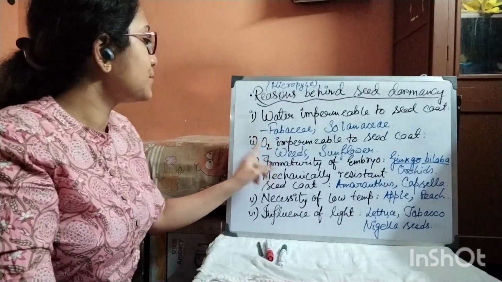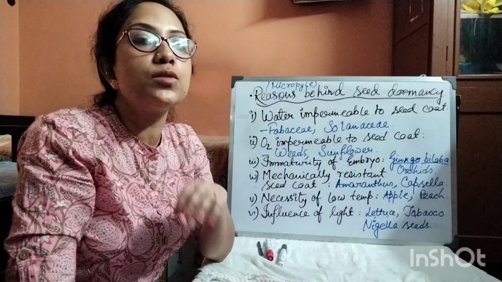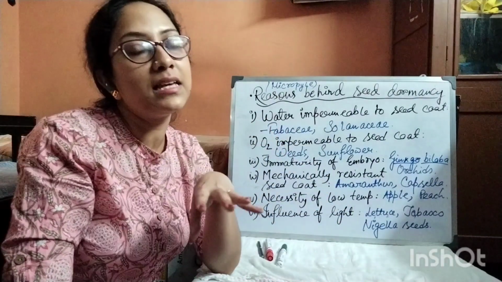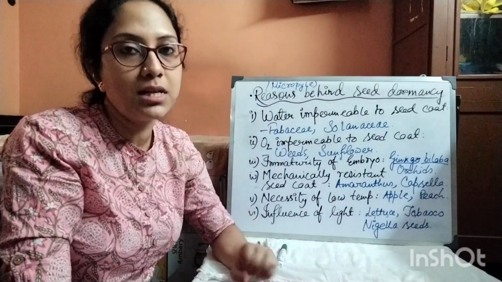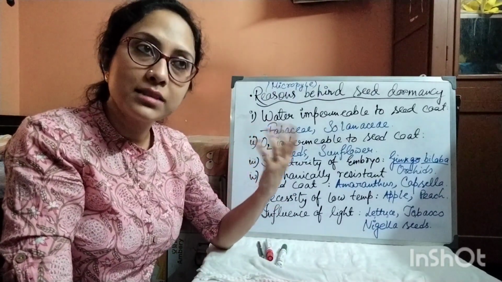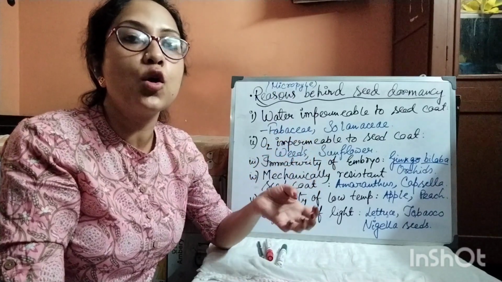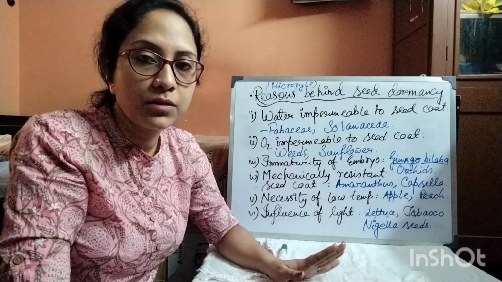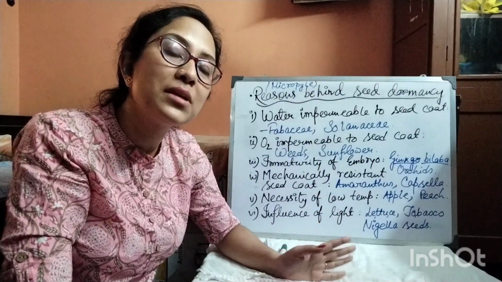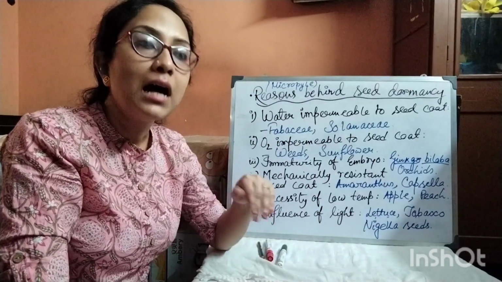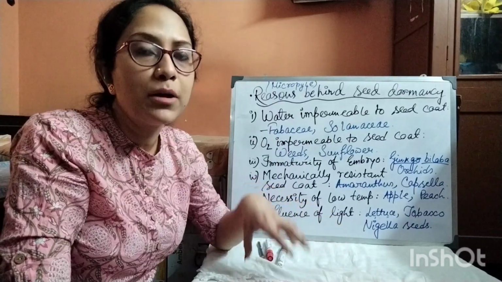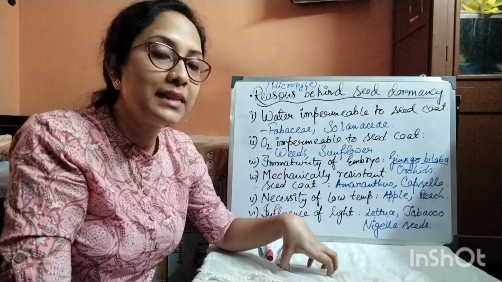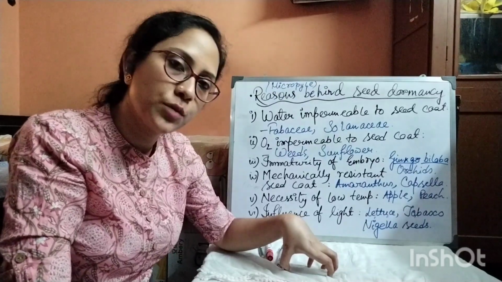Okay, the second point is if the seed coat is impermeable to oxygen. In the case of various weeds and the sunflower tree, the seed coat is so tough that it is impermeable to oxygen. Upon getting a low amount of oxygen, the respiration process will be disrupted, and that is why the seeds won't germinate.